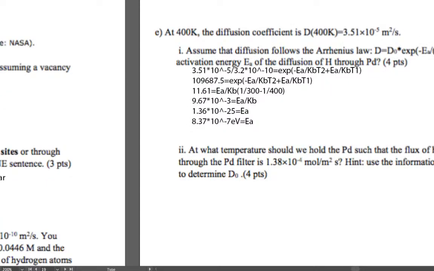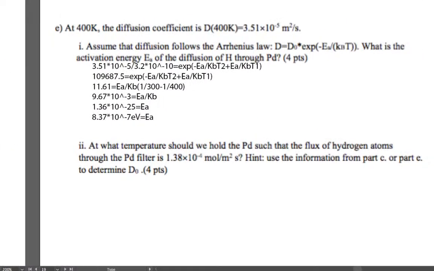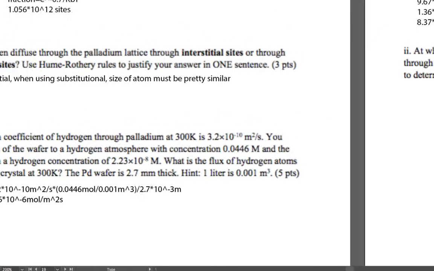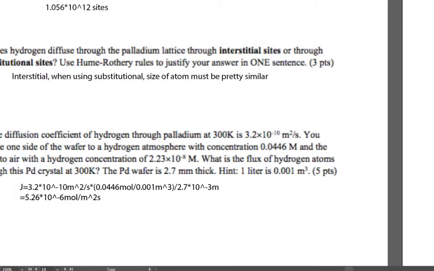And then part 2, at what temperature should we hold the palladium so that the flux of hydrogen atoms through the filter is 1.38 times 10 to the power of negative 4 moles per meter squared second? Hint, use the information from part C or part E to determine D naught. Okay, well, it just states it. You know what? Yeah.